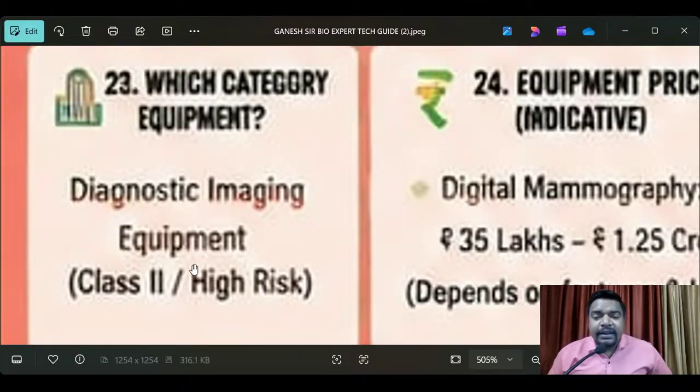Diagnostic imaging equipment, class 2 or high risk equipment. Please note this down, because they will ask you this question. If they ask which category mammography equipment belongs to, you have to say class 2, high risk equipment. That is imaging, diagnostic imaging equipment. Whether they ask or not is another matter, but you have to keep it in your mind.